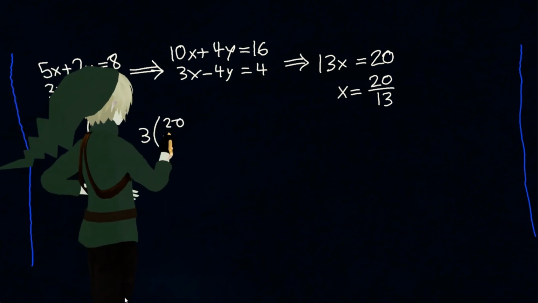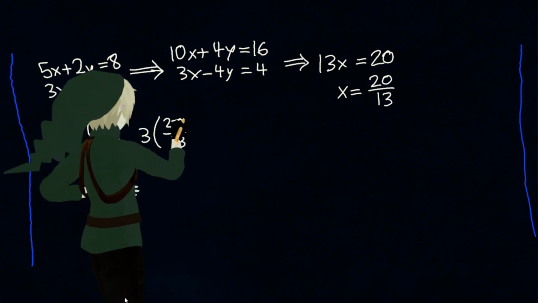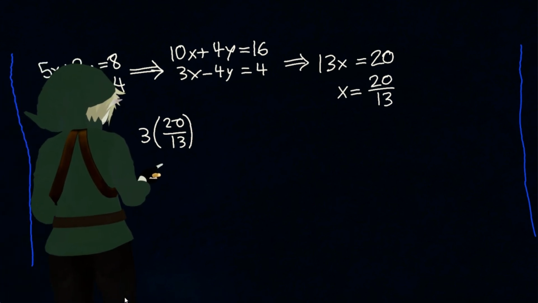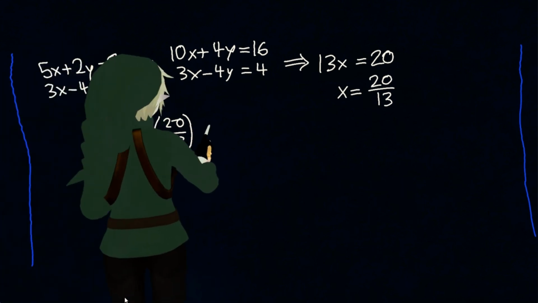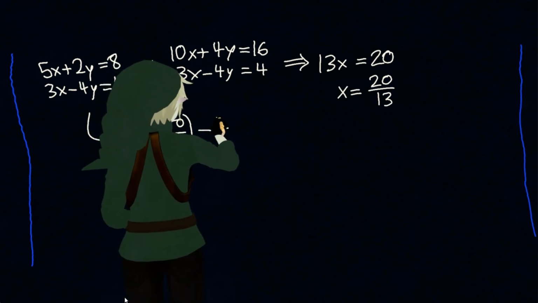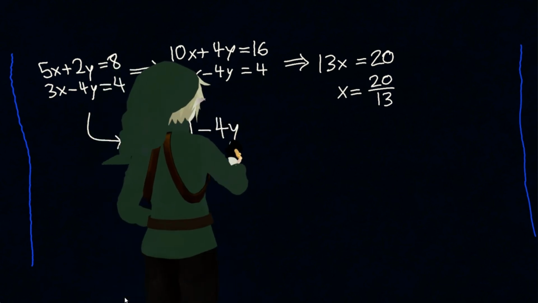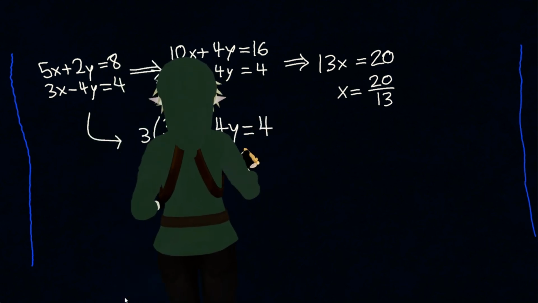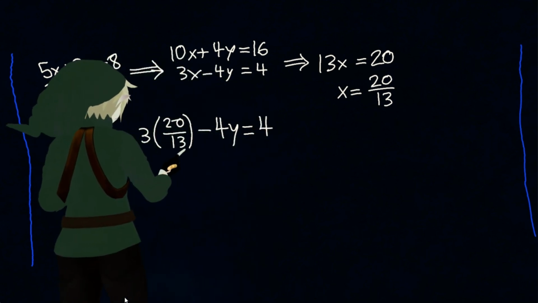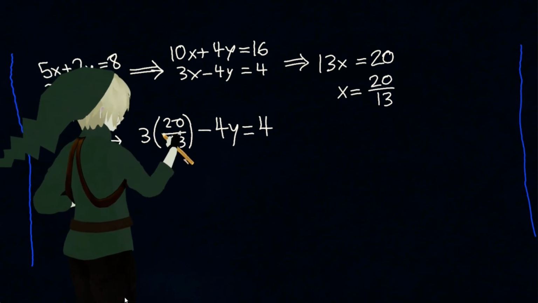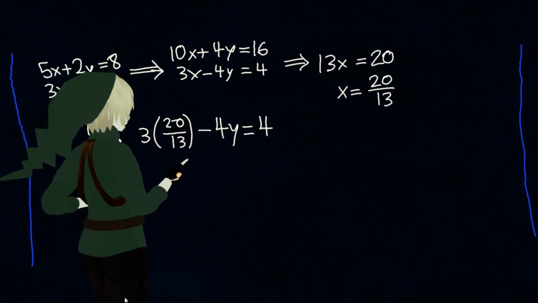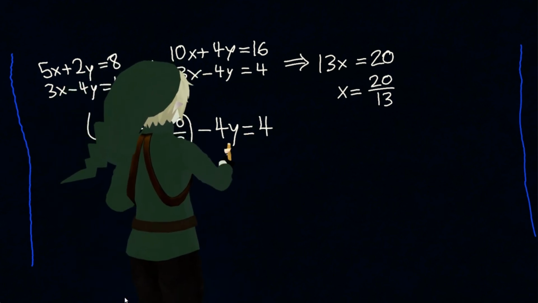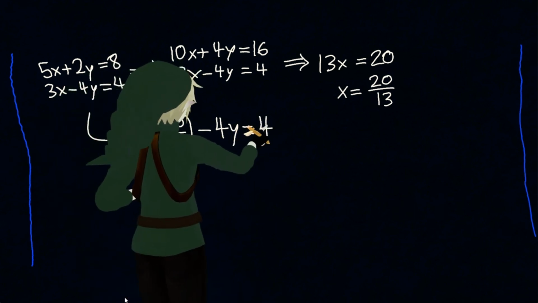It's 20 over 13, right? We have minus 4y. This is equal to 4. Okay. This, I don't know what this is. This is like 60 over 13. Disgusting. I'm going to swap both of these.